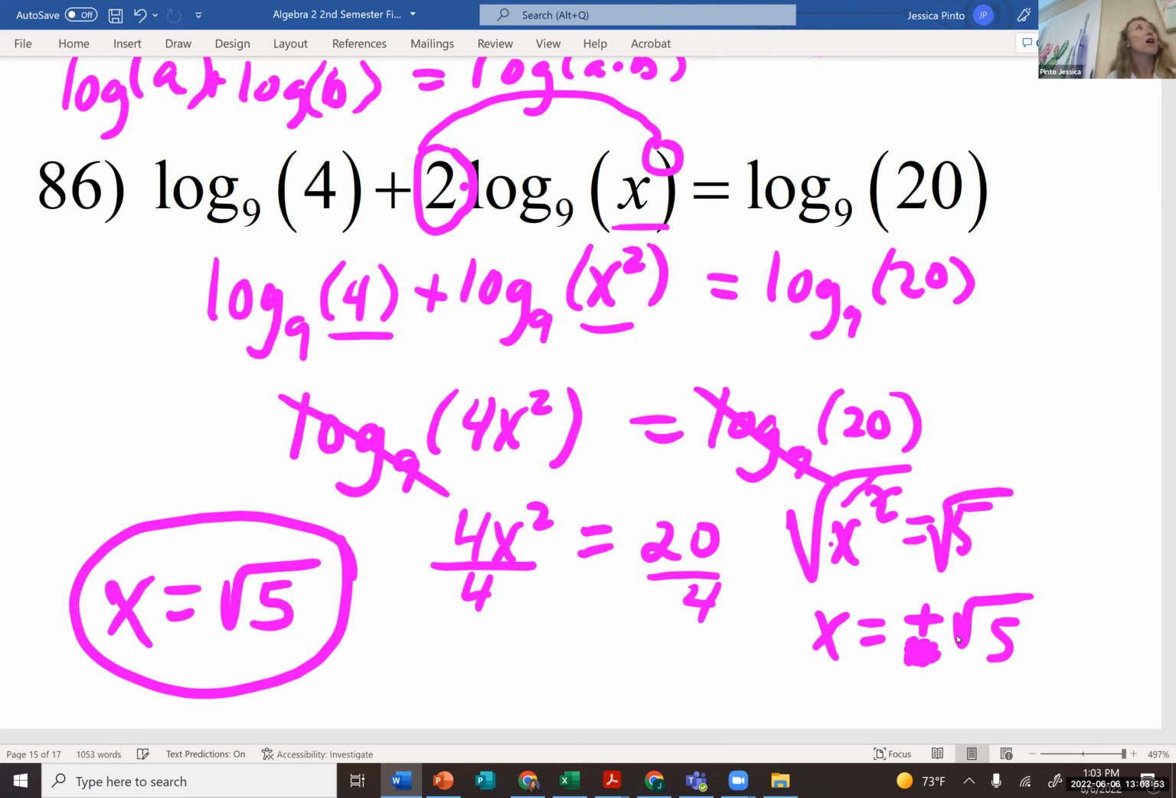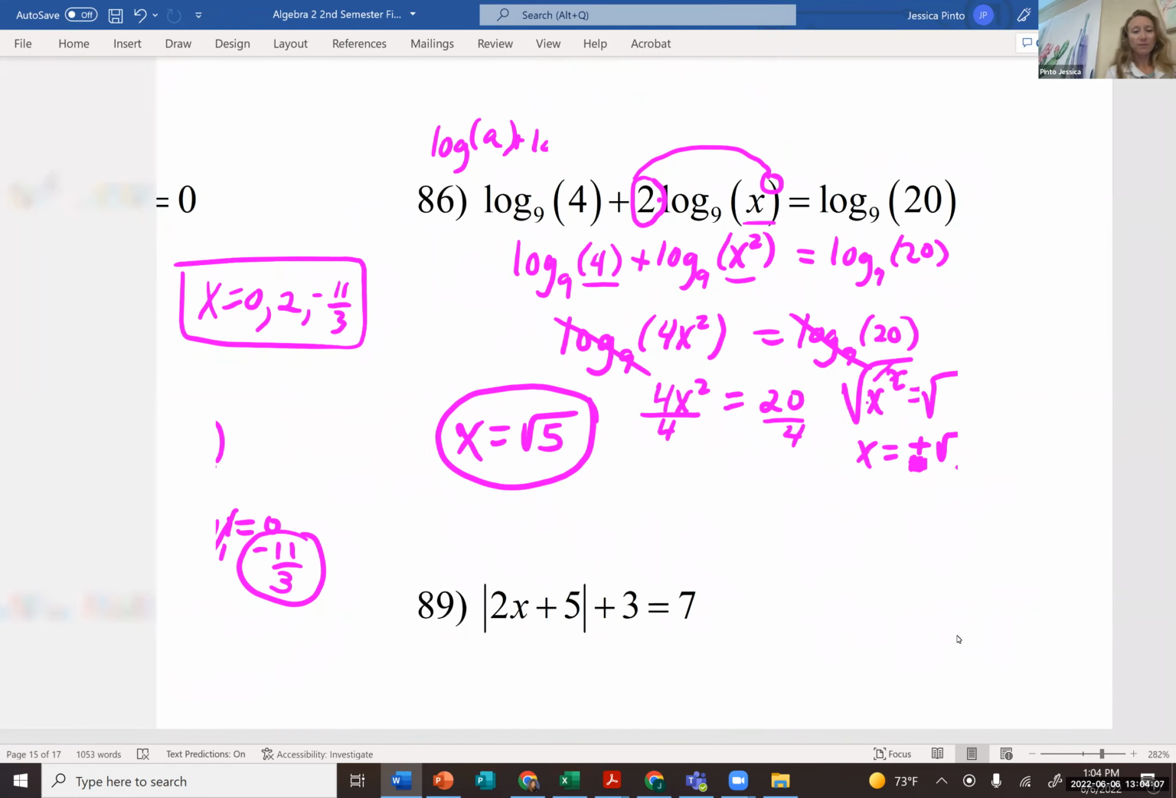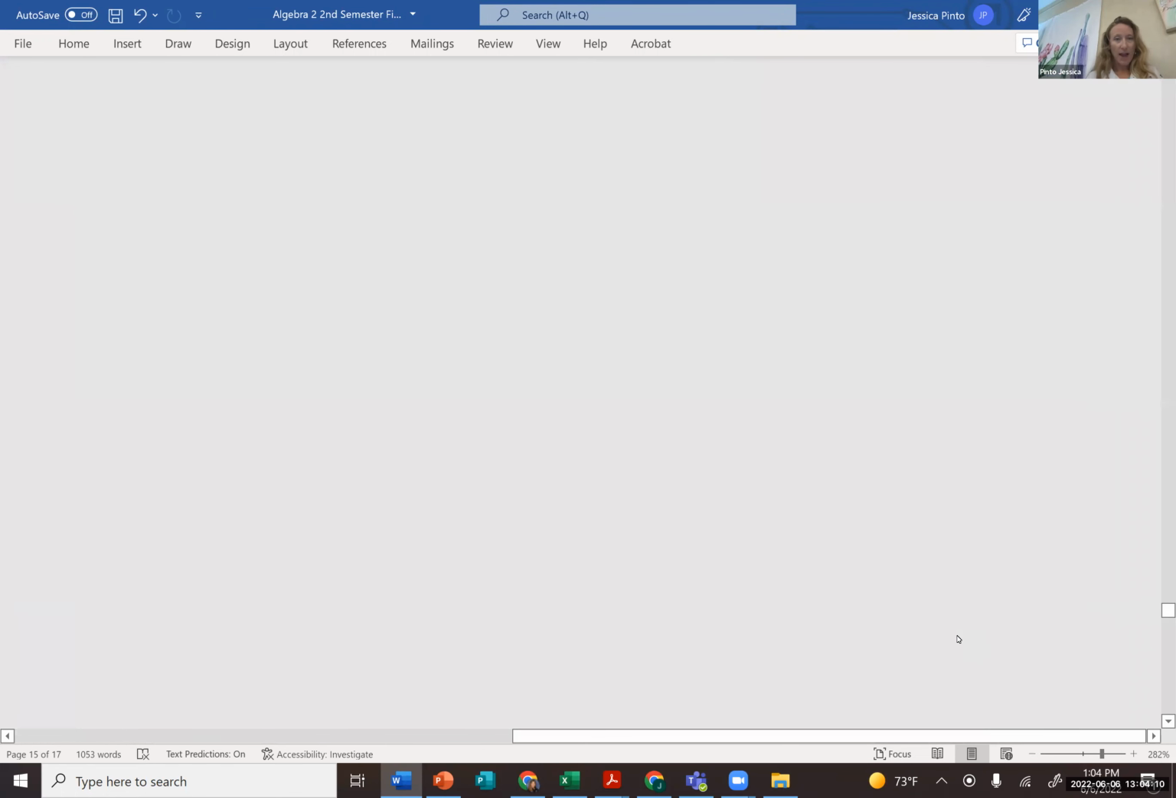Because the property of logs is that no negatives are part of the domain. 0 isn't even part of the domain, or you can't plug in those values for logs. All right. Fun properties. Let's take a look at 87.